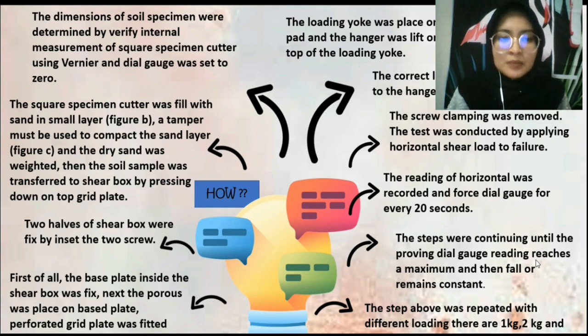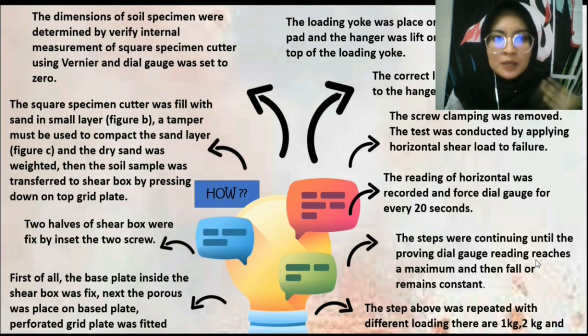The base plate inside the shear box was fixed. Next, the porous stone was placed on the base plate. Next, the two halves of the shear box were fixed by inserting the two screws. The square specimen cutter was filled with sand in small layers, so we need a tamper to compact the sand layer. The dimension of the soil specimen was determined by verified internal measurement.